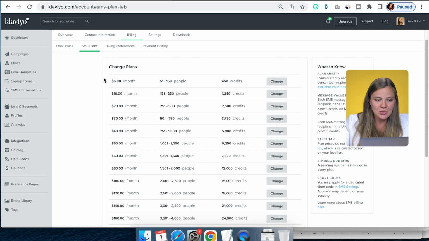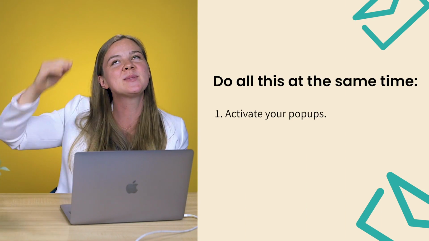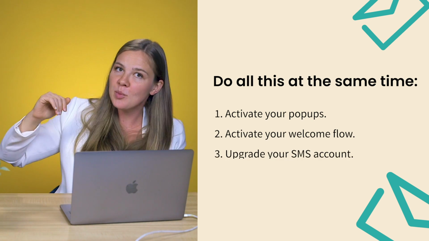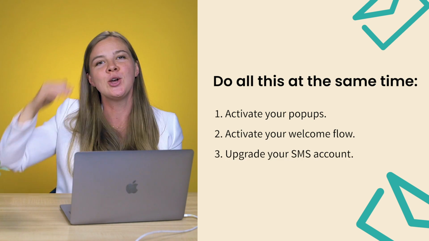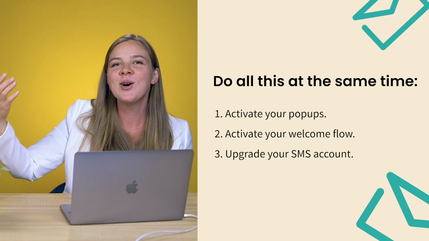Don't forget to go to your pop-ups and activate them. If I said to activate your pop-ups earlier, you shouldn't have done that. You should activate your pop-ups, activate your welcome flow, and upgrade your SMS account at the same time. So those three things have to happen at the same time, or your account upgrade should happen earlier, so that by the time you activate things that ask people for their phone number and then send them messages, those are able to be live. And of course, they can't be live before you upgrade your account. So just make sure all of those things are coordinated.